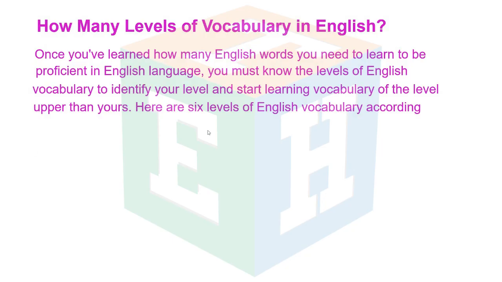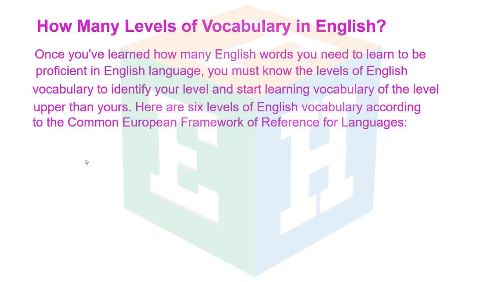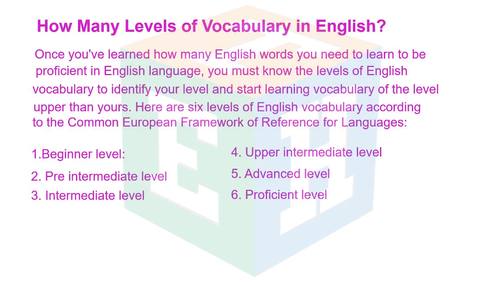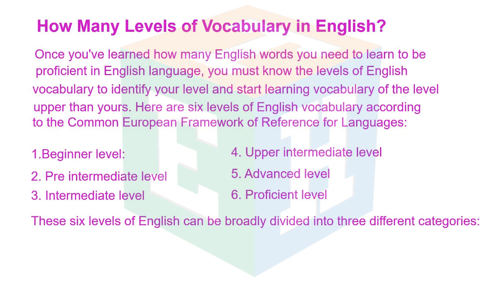Here are 6 levels of English vocabulary according to the Common European Framework of Reference for Languages. Number 1, beginner level. Number 2, pre-intermediate level. Number 3, intermediate level. Number 4, upper intermediate level. Number 5, advanced level. And 6, proficient level. These 6 levels of English can be broadly divided into 3 different categories: basic, intermediate, and advanced.